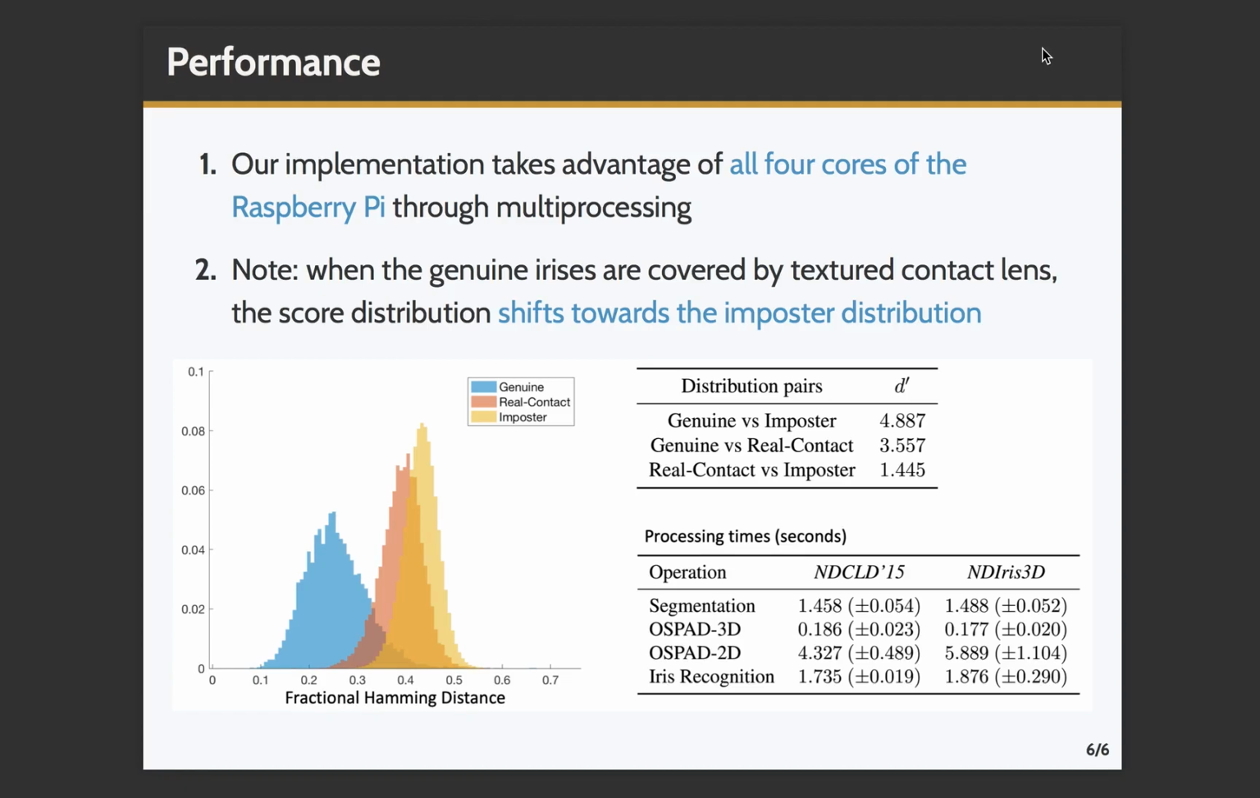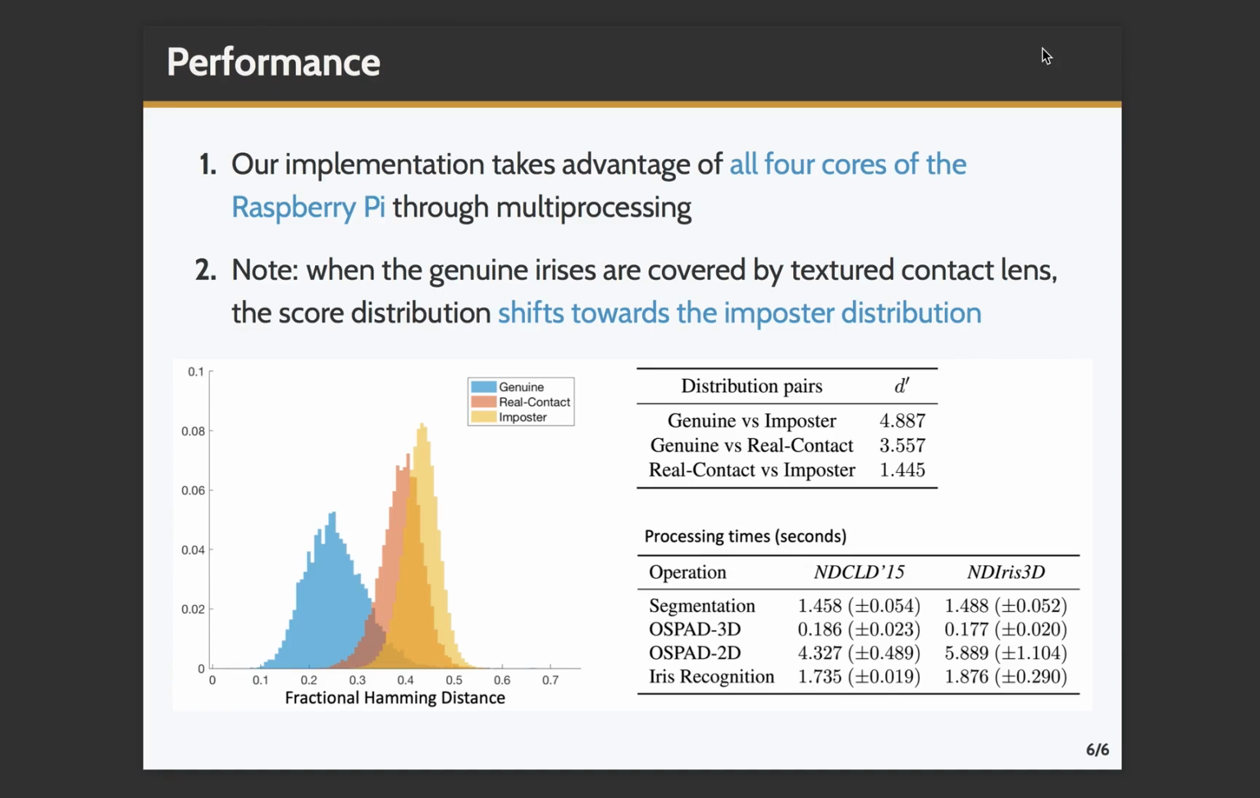And here in the image on the left, we show a motivation of why PAD is crucial for iris recognition systems. We show that when the genuine irises are covered by textured contact lenses, the score distribution shifts towards the imposter distribution. Therefore, PAD is very important before doing the matching.